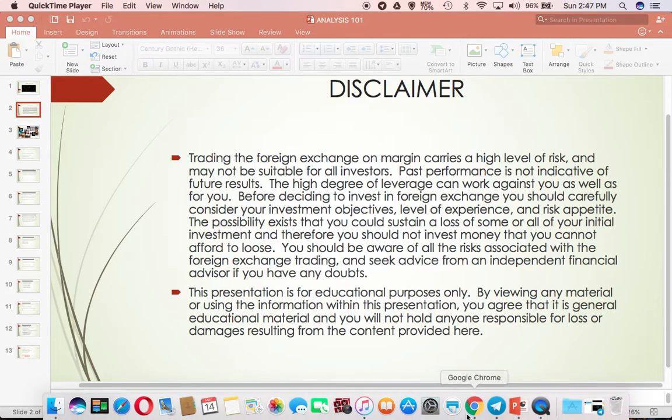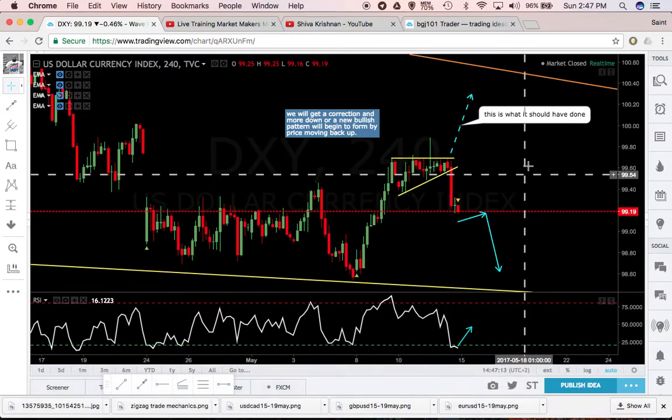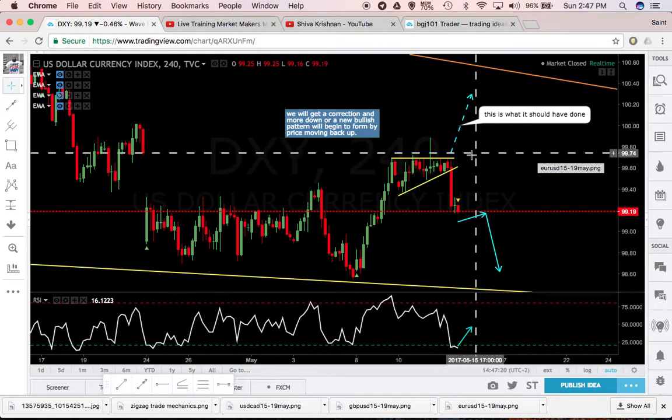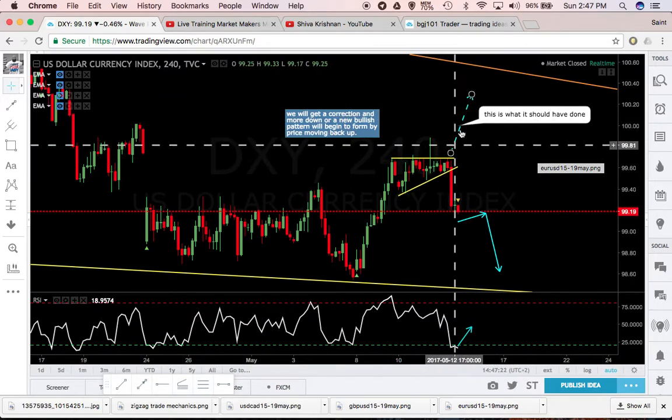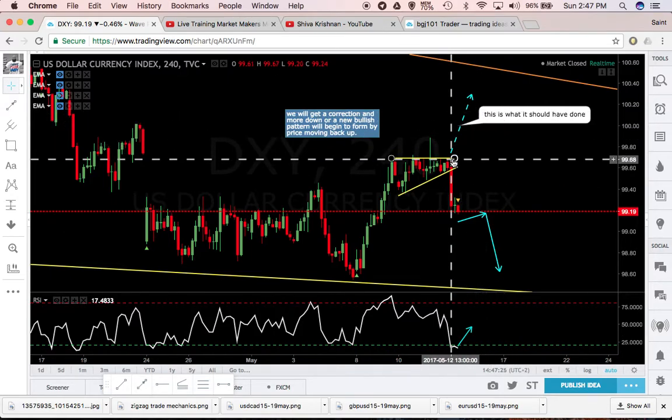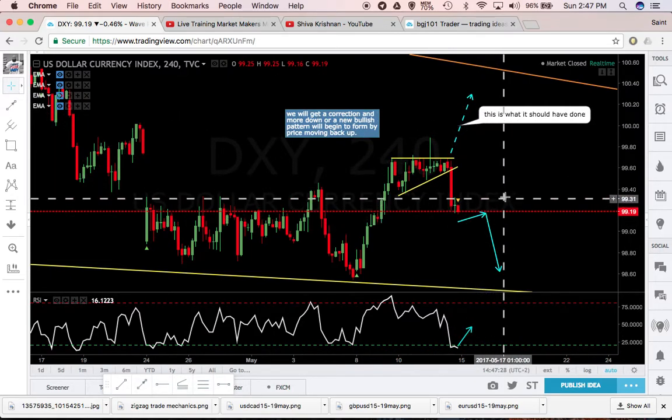Okay, let's get to the analysis. Let's start off with our dollar index. Last week, the news came out and tricked us. This is what I was expecting the dollar index to do, to make a bullish move, but we got that bearish drop, and now we're going to see what it does.